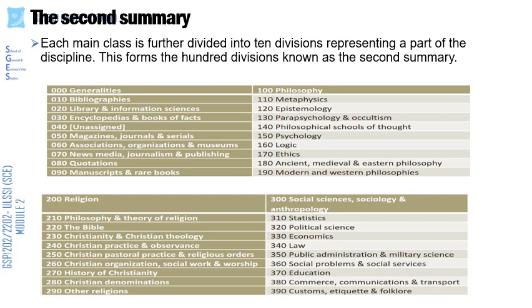We also have 300, which is the social sciences, sociology, and anthropology. Under it, 310, we have statistics. 320, we have political science. 330, economics. 340, law. 350, public administration and military science. 360, we have social problems and social services. 370, education. 380, commerce, communication, and transport. 390, customs, etiquette, and folklore, depending.